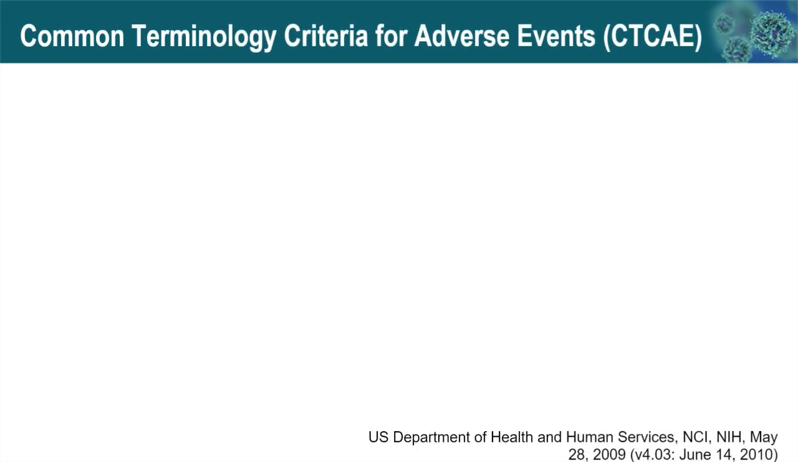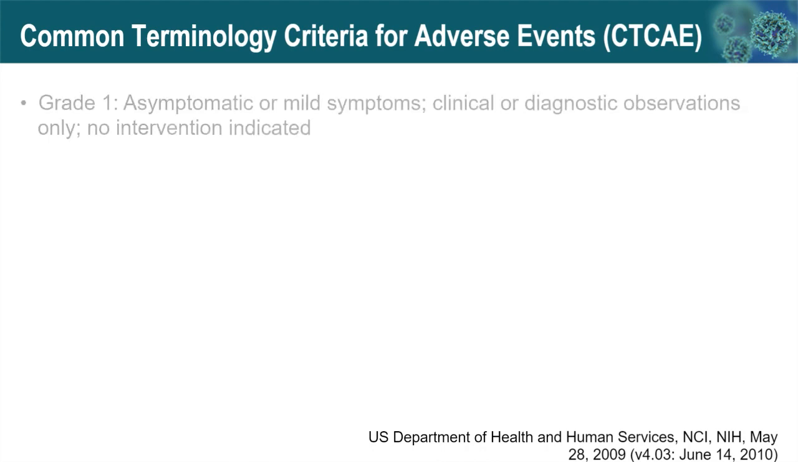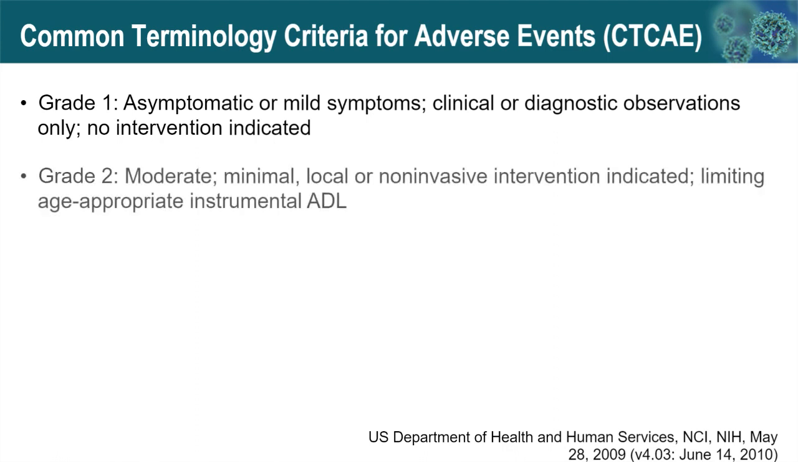So what are the common terminology criteria for immune-related adverse events? Grade 1 adverse events are asymptomatic or only have mild symptoms. These are associated with clinical or diagnostic observations only, at which point no intervention is generally indicated. Grade 2 immune-related adverse events are considered to be moderate, in which minimal local or non-invasive intervention is generally indicated, and there is limiting of age-appropriate instrumental activities of daily living.